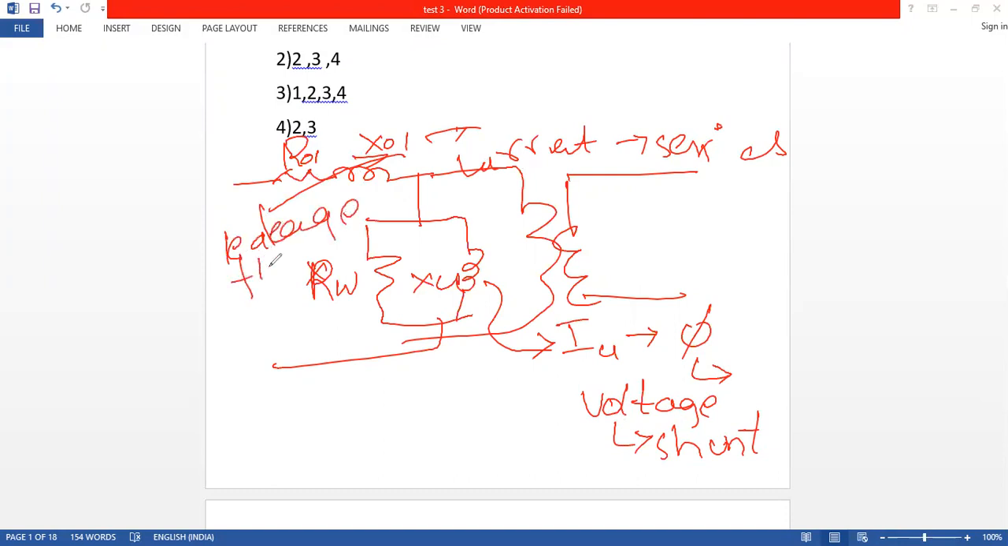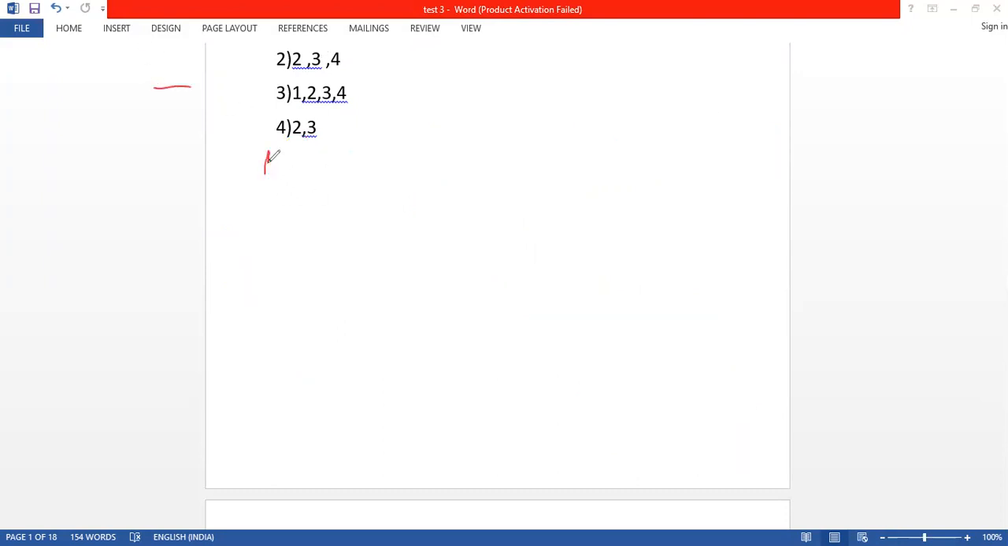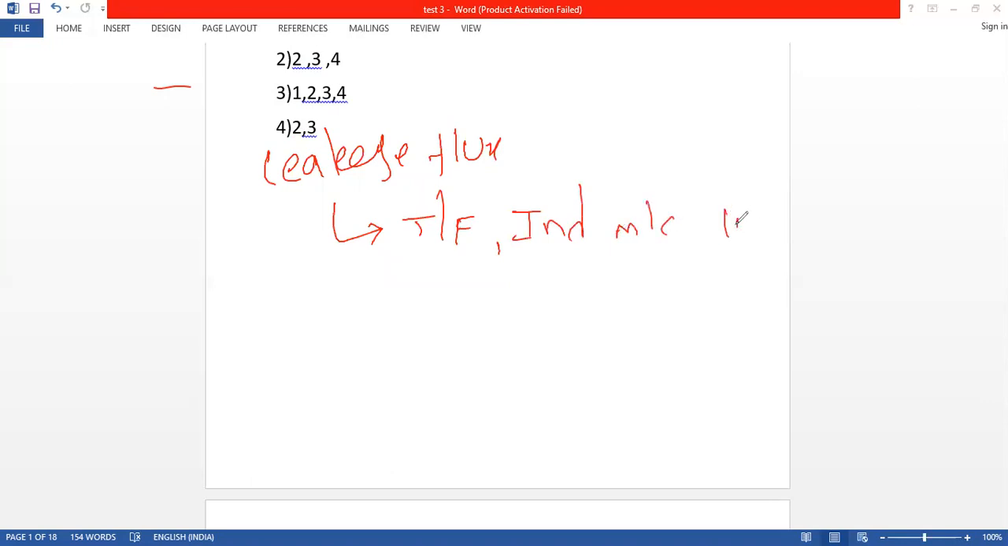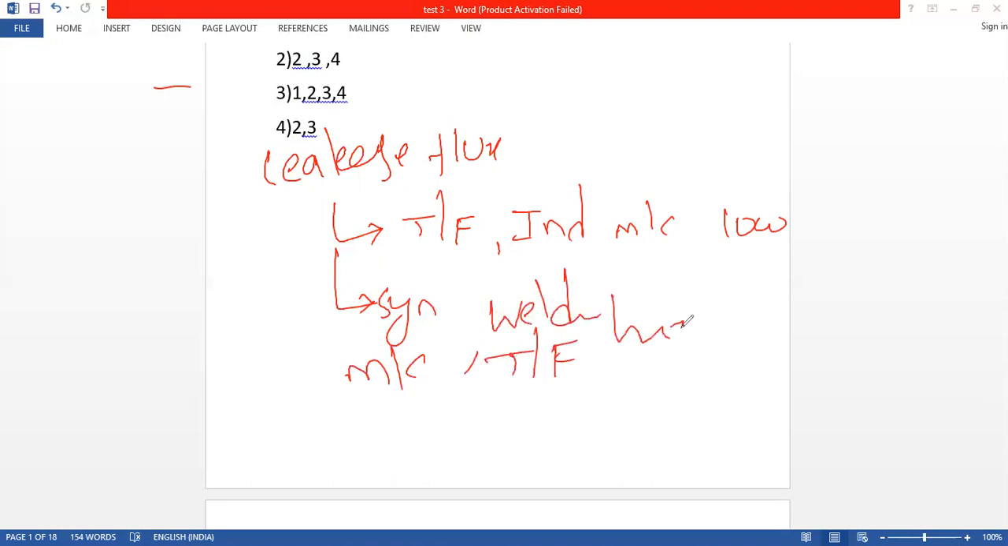Leakage flux. Is it good or bad? First point, you tell me. Is leakage flux good or bad? It depends upon the application. Note down: in a transformer and induction machine it must be low, whereas in a synchronous machine, alternator and welding transformer, it should be high.